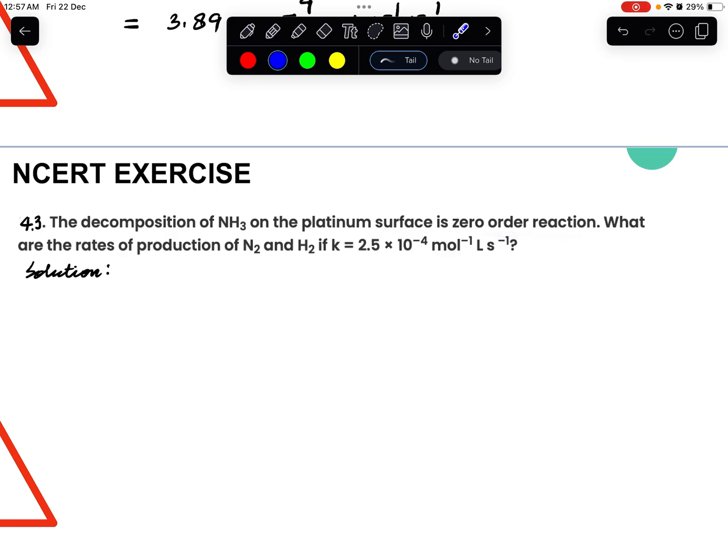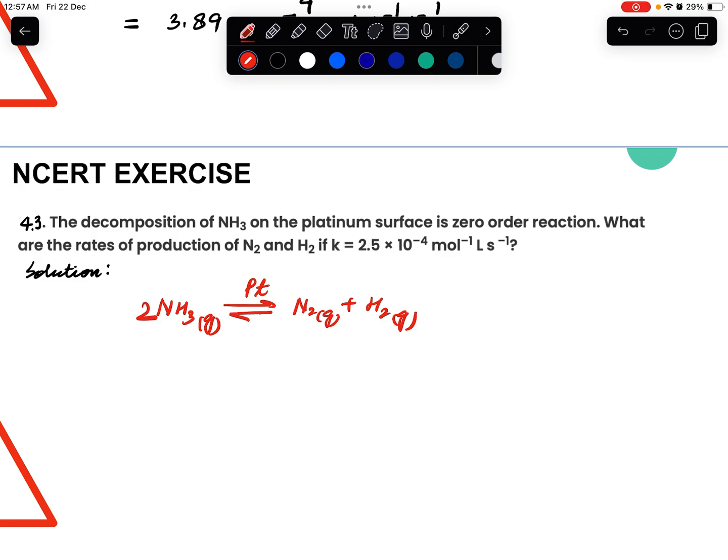So what they are asking is, what are the rates of production of nitrogen and hydrogen if the rate constant is given as this value. Before starting this, let us write down the equation for decomposition of ammonia. Ammonia, NH3, a gas, undergoes decomposition on a platinum surface, and we get nitrogen gas plus hydrogen gas. When we balance this equation, we write 2 here and 3 here.